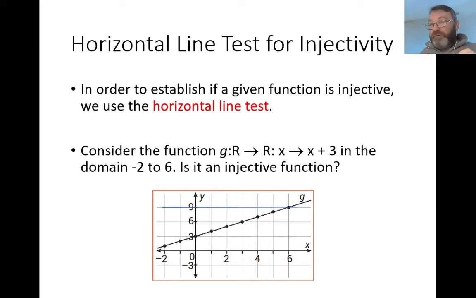So we've got to be careful with that. Is it going to be surjective? That all comes down to whether all the values in your codomain are used up. But we'll deal with that in a few moments. So let's take this function here, x plus 3. Consider the function in the domain from -2 to 6.